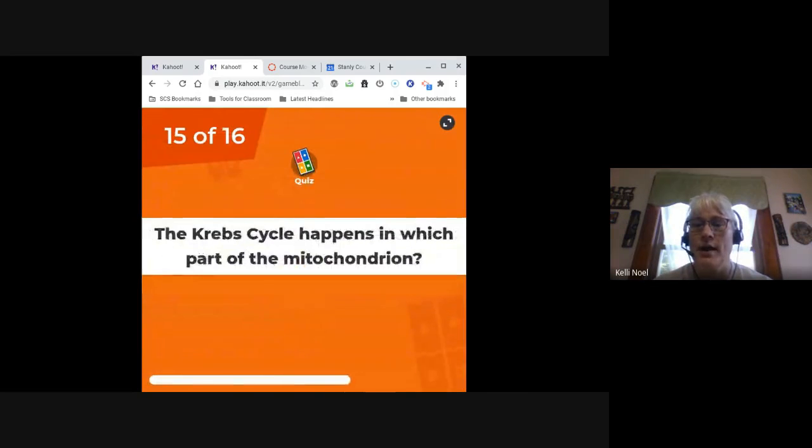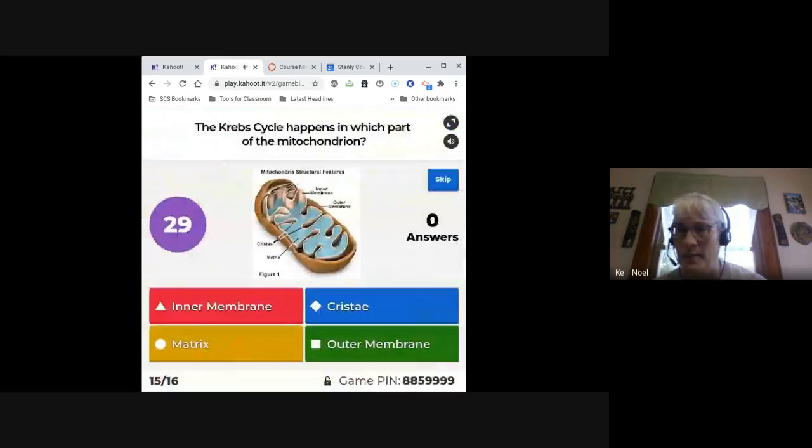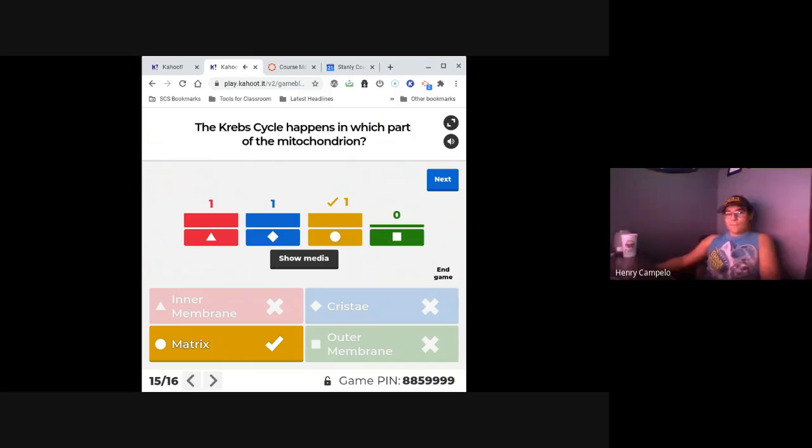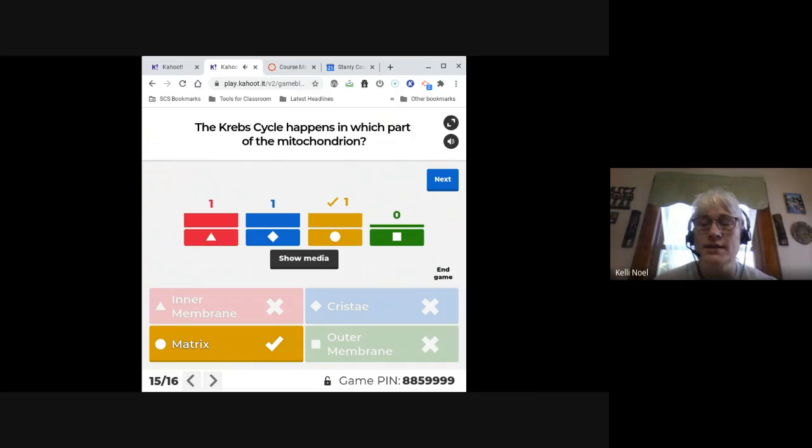The Krebs cycle happens in which part of the mitochondria? Matrix. That's kind of like the stroma in the chloroplast. So the cycle is not going to be in a membrane. It's going to be in something other than a membrane. And so, matrix. Cristae was a good guess, but that's a membrane, not a matrix.